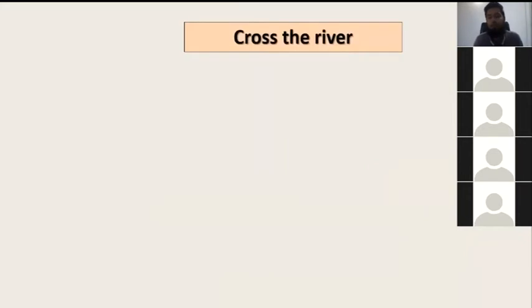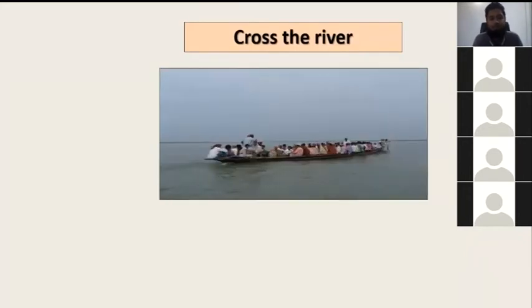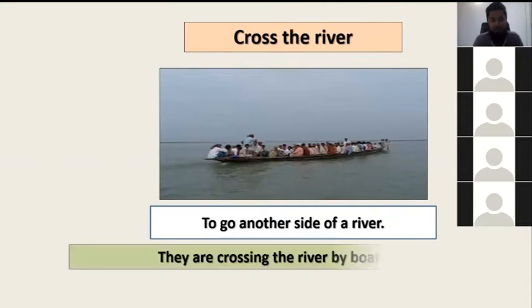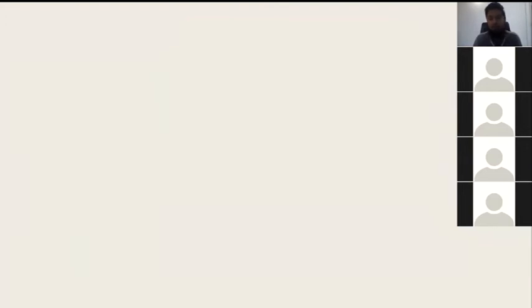Cross the river. What do you mean by cross the river? To go from one side to the other side of the river. Okay, to go to the other side of a river from one side. That means if you cross the river, you want to go to the other bank of the river, right? They are crossing the river by boat. If I ask you, what are they doing in this picture? They are crossing the river by boat. That's good. Okay.